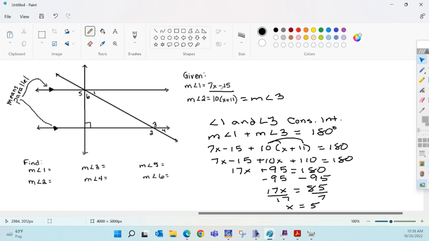Now that x equals 5, we can use that to find out how much angle 1 equals. It's 7 times 5 minus 15. 35 minus 15 is 20. So that makes angle 1 20 degrees. Now for angle 3, we don't even have to plug in anymore. Angle 1 and angle 3 have to add up to 180, right? So how much is angle 3? 160.